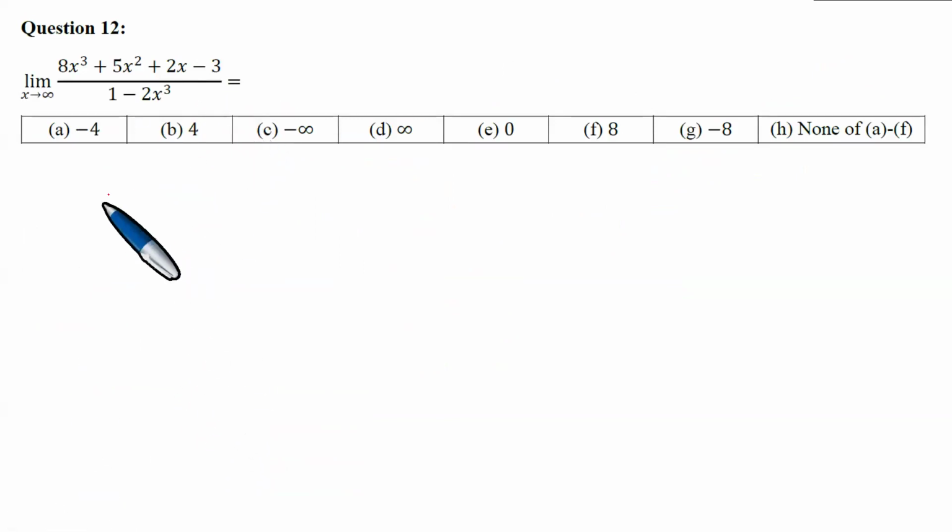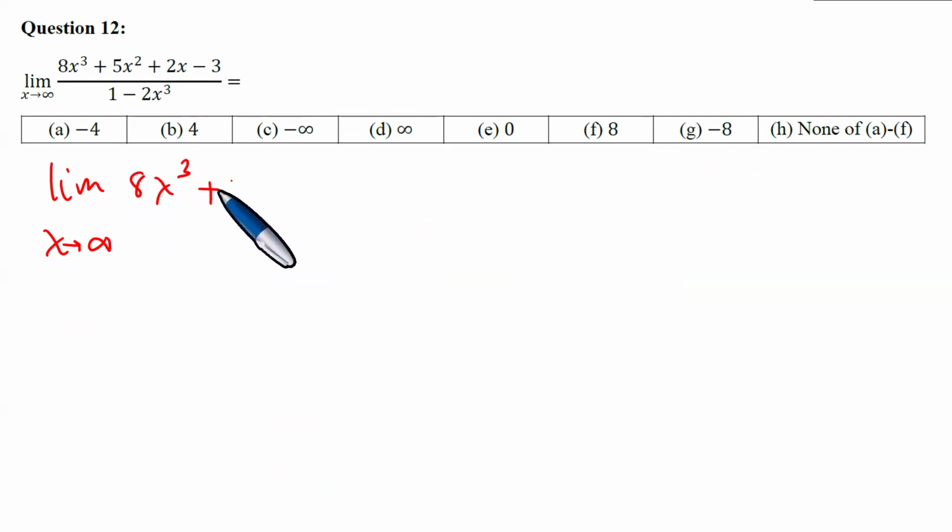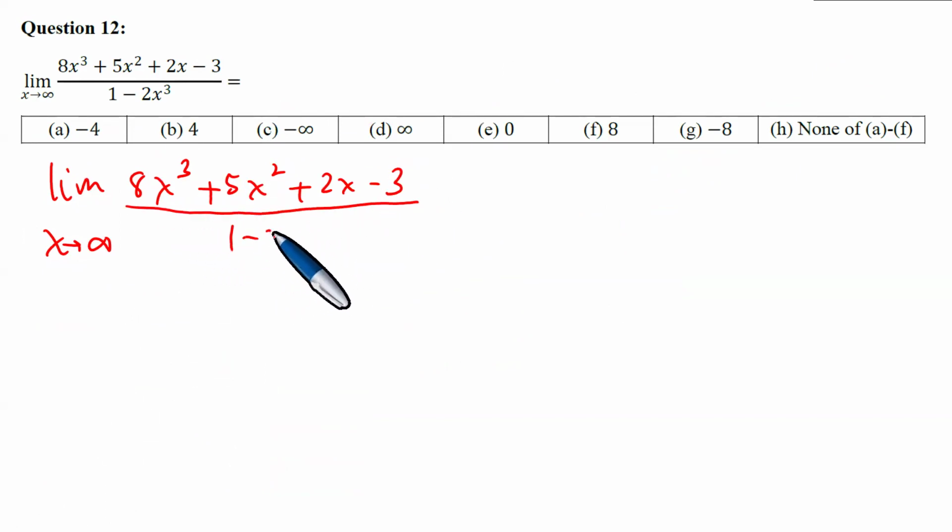Try number 12. I hope you're able to see it. It is the limit as x approaches infinity of 8x cubed plus 5x squared plus 2x minus 3, divided by 1 minus 2x cubed. Look at this and think. I know this one you're going to do very quickly.